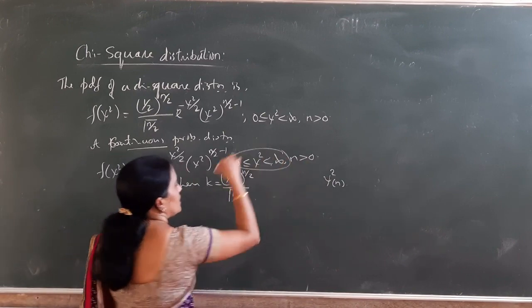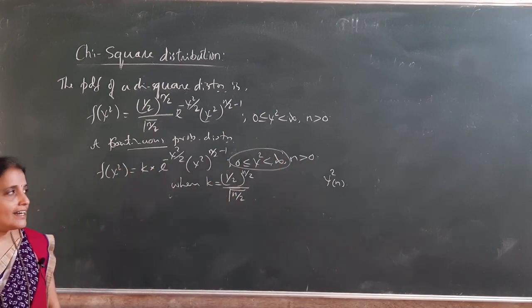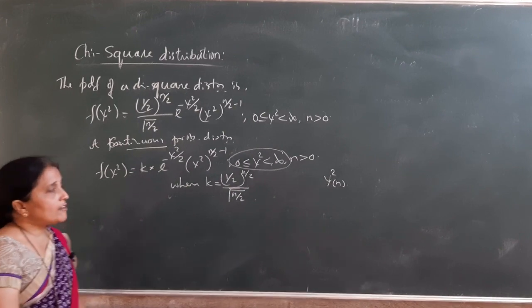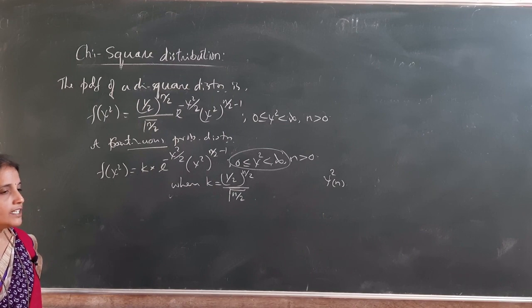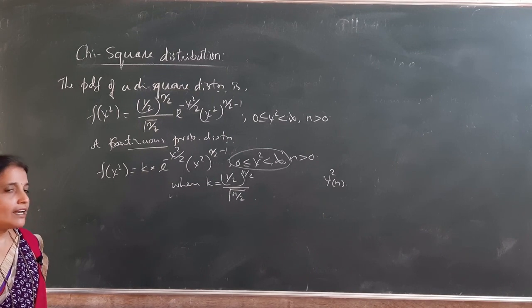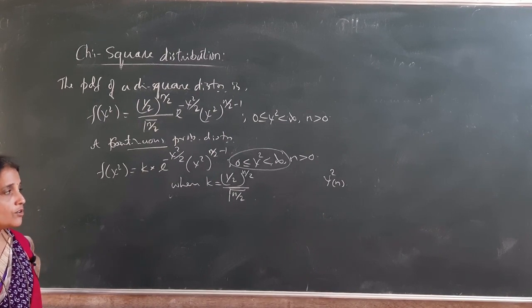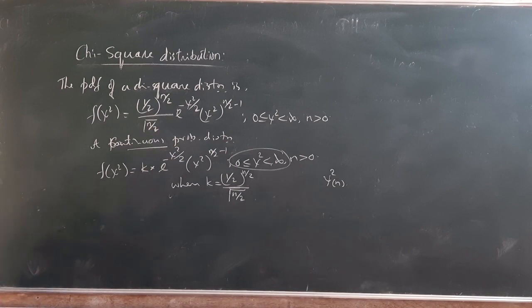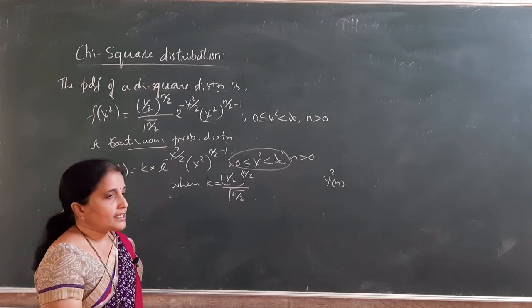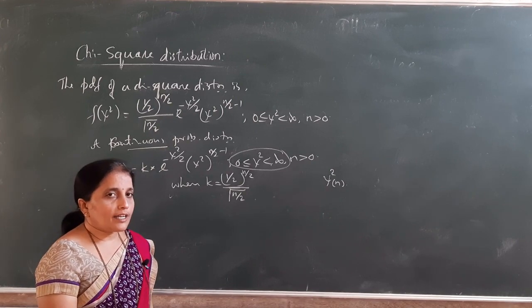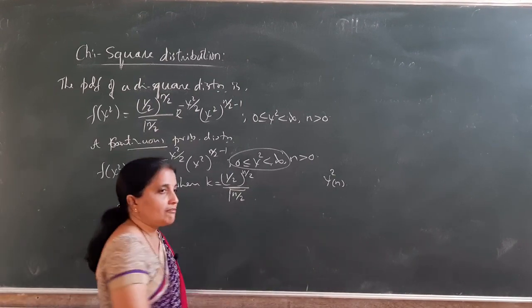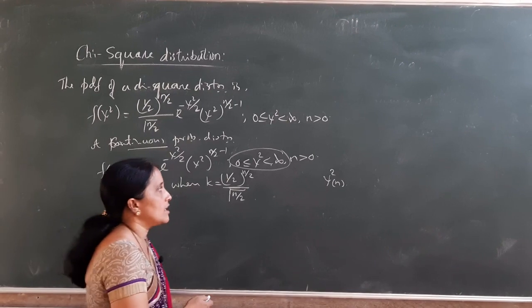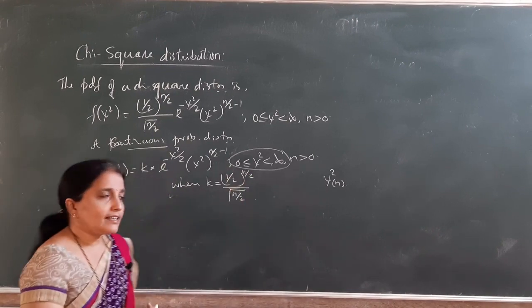This is considered as the range of the chi-square variate. The chi-square variate takes values between 0 and infinity. It takes values from 0 till infinity. So the first value of chi-square is 0 itself. See here, the chi-square variate takes only non-negative values. It never takes negative values. It takes 0 till infinity.